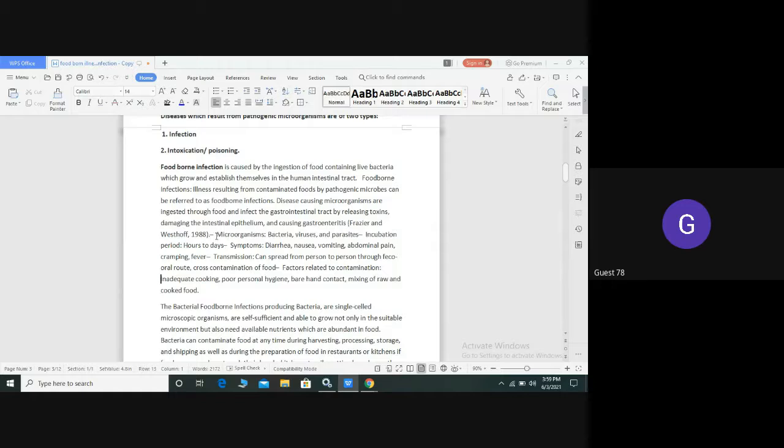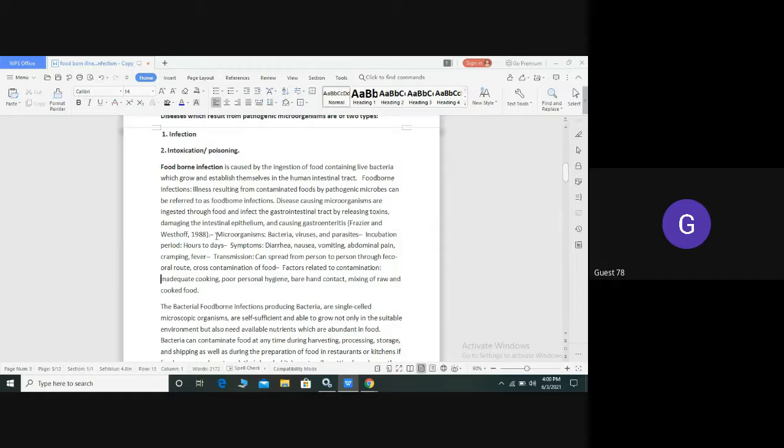An increase in temperature is also a sign of infection. There are some infections where our body temperature rises from 98.4 degrees Fahrenheit to more than 98.4 degrees Fahrenheit. So these are the symptoms which are produced within 4 to 6 hours after the ingestion of contaminated food.